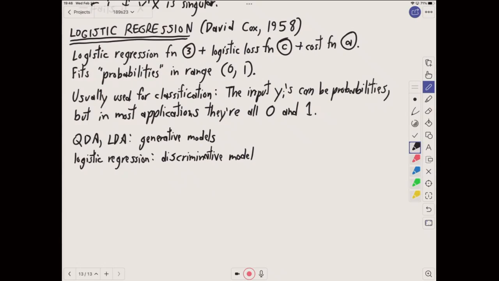And so what we learned, though, from LDA and QDA is the fact that in classification, the posterior probabilities are often modeled well by a logistic function. So you might ask, why not just skip the step where we fit a Gaussian to these classes and go directly to trying to fit a logistic function to the data? And that's what logistic regression does.